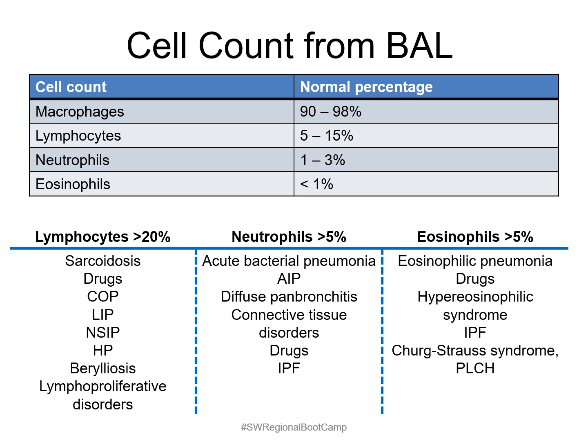The cell count from bronchoalveolar lavage can be very helpful in ruling in and out various diagnoses. The normal cell count from a BAL is 90 to 98% macrophages, 5 to 15% lymphocytes, 1 to 3% neutrophils, and less than 1% eosinophils.